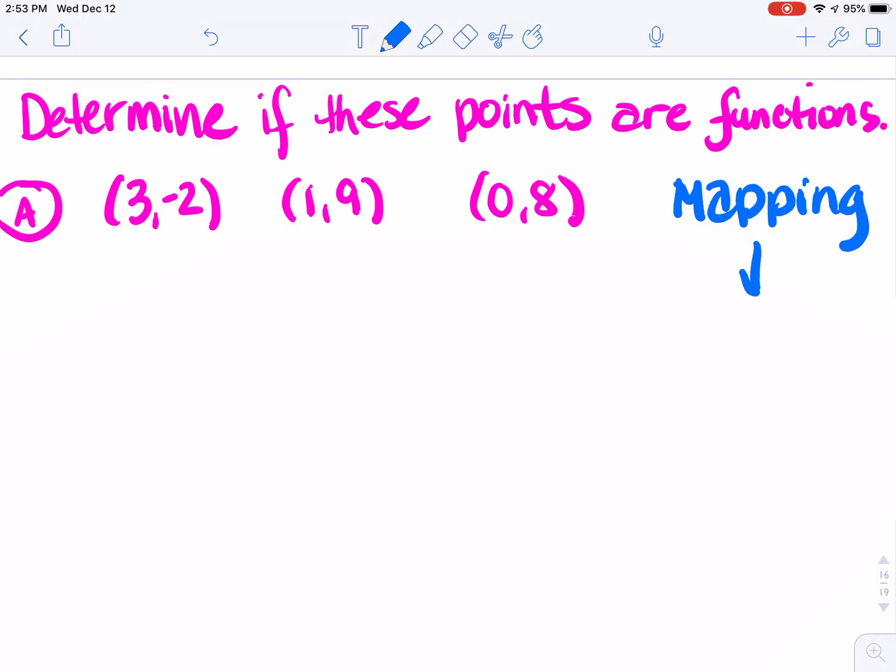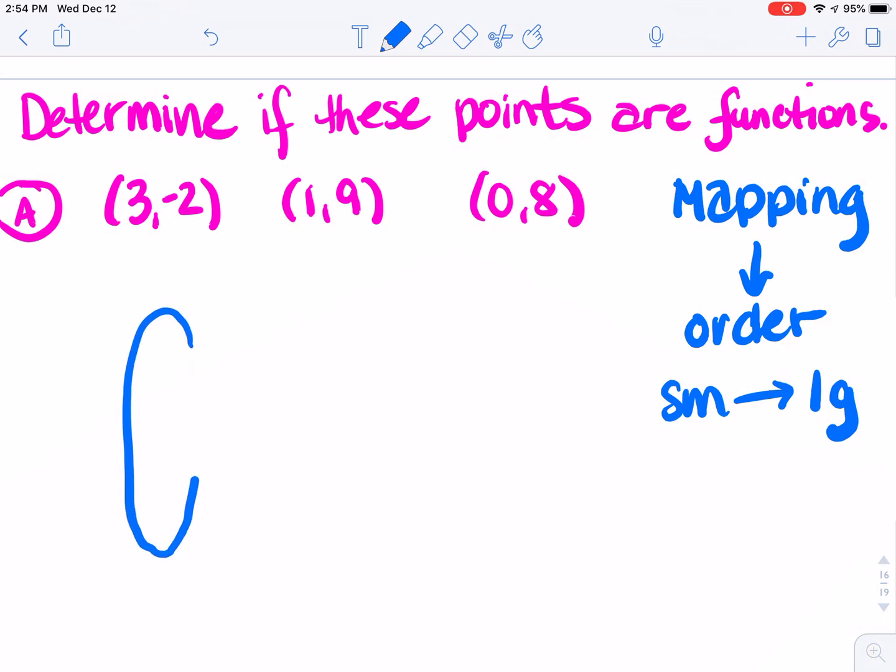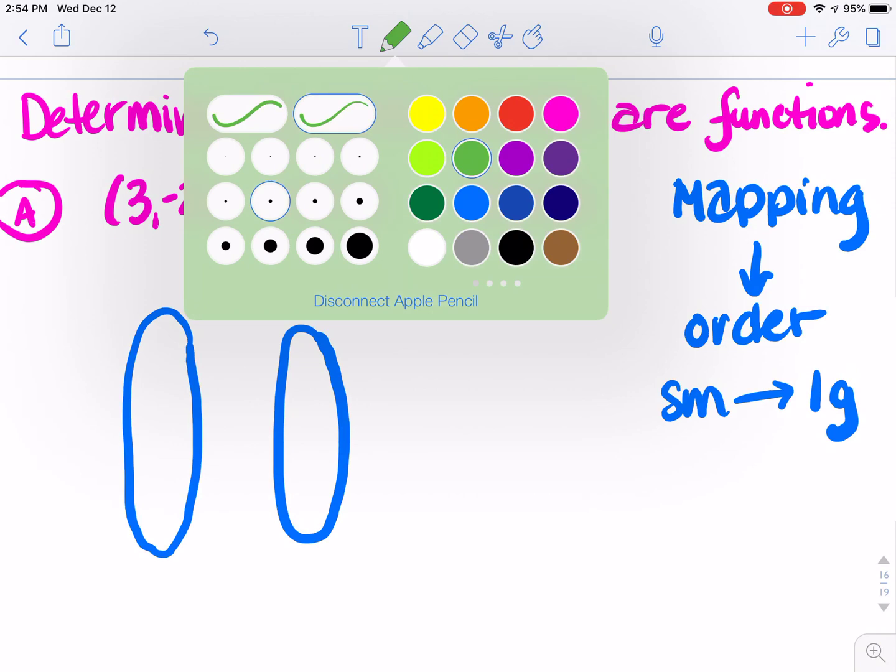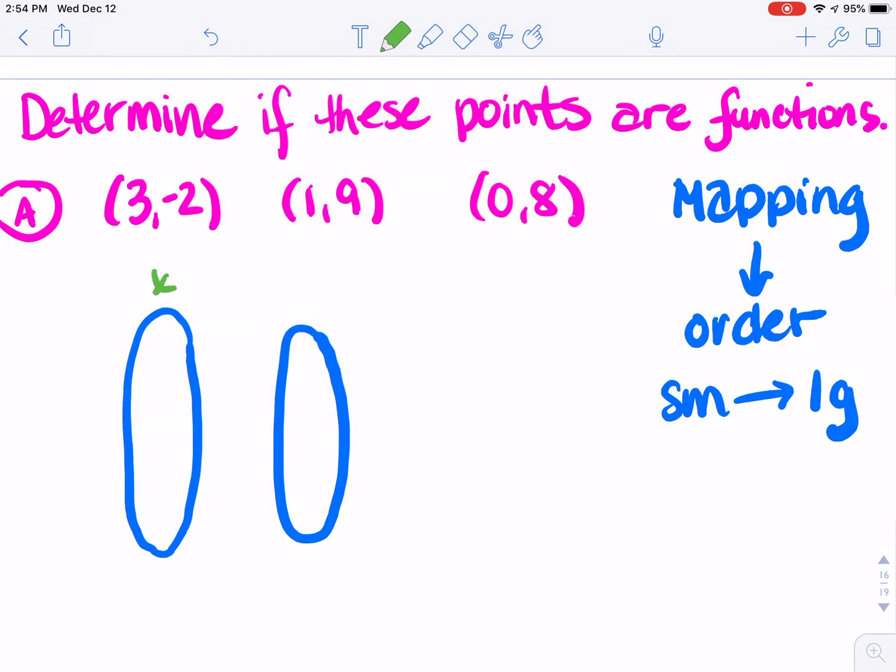And remember, with mapping, it needs to go in order from smallest to largest. So if you need to rearrange them, rearrange them. Usually when we set this out, we make 2 ovals kind of side by side. And then I'm going to start to look at the points I have, because remember, X is going to go here and Y is going to go here.